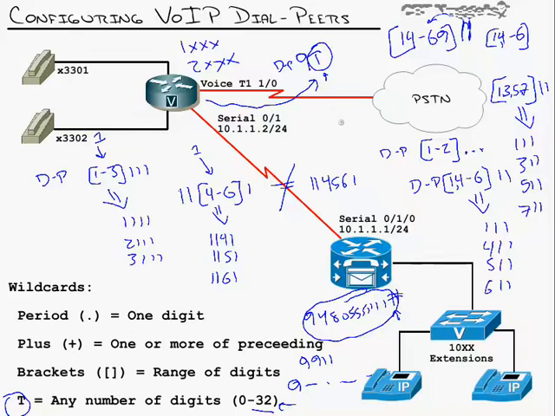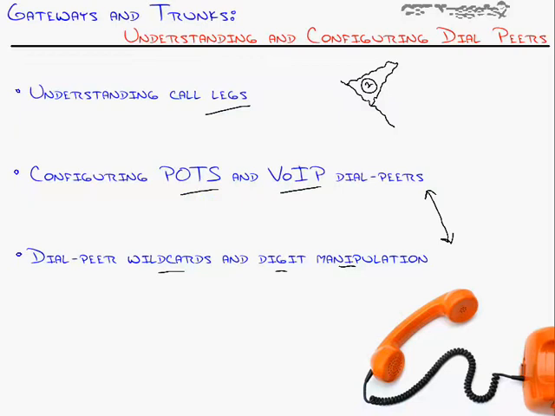I'll show you in the next nugget. I got to cut myself off here. I'll show you in the next nugget how we can create a PSTN dial plan using these other wildcards rather than the T. So let's wrap up this portion of the dial peer discussion.